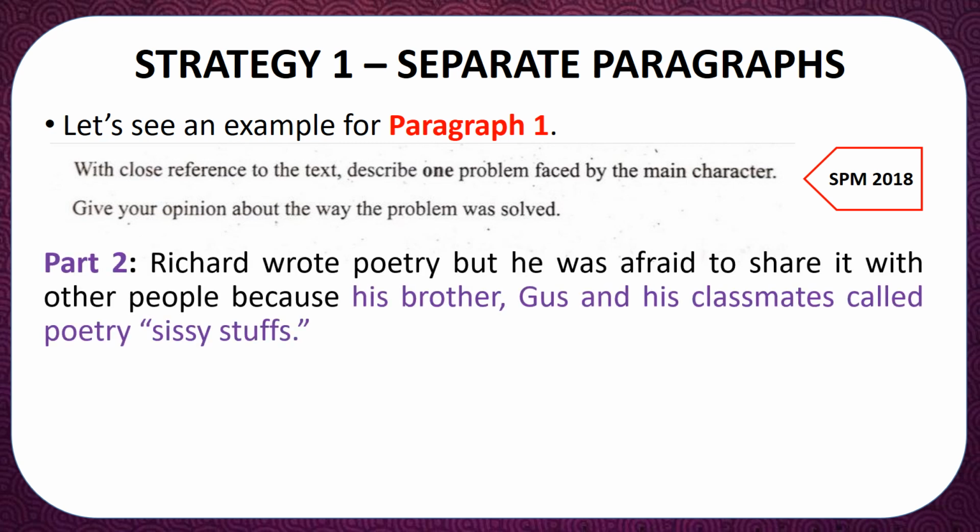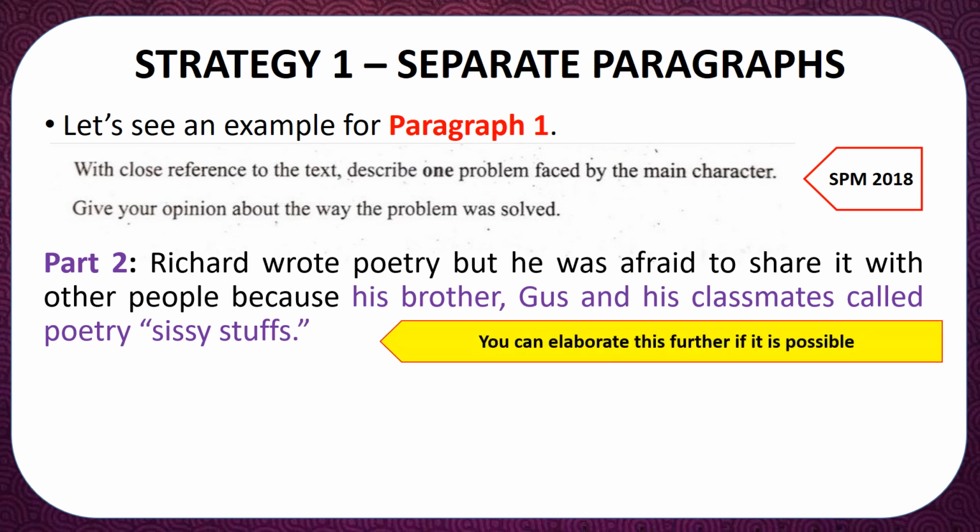Right? Richard wrote poetry, but he was afraid to share it with other people because his brother Gus and his classmates called poetry sissy stars. Well, is this enough? Obviously, no. This is not an elaboration, not enough elaboration. So you can elaborate this further if it is possible. Obviously, this is possible, to elaborate more. So write more. Write another 2 or 3 paragraphs to give more details.